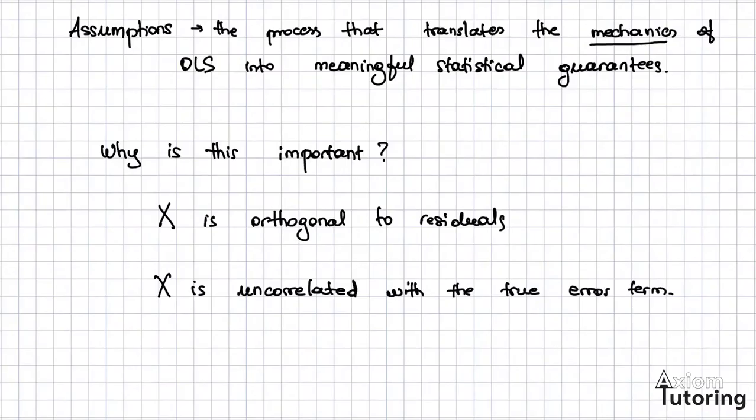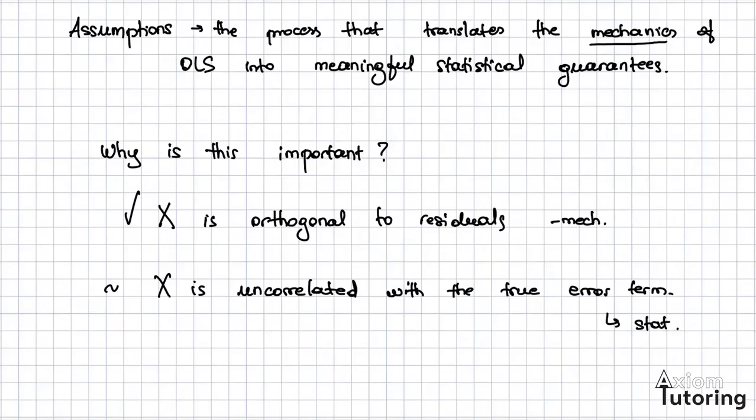Now that we know the distinction between mechanical and statistical properties, the first one is always true. That's a mechanical property. The second one, well, not always true. We need certain assumptions about this. So this is a statistical property.